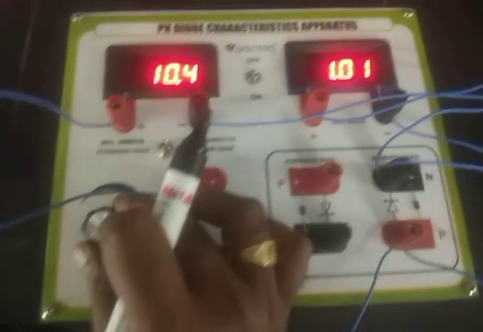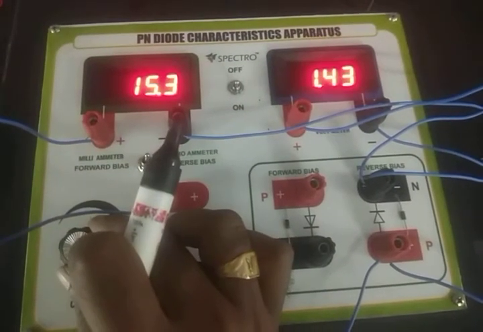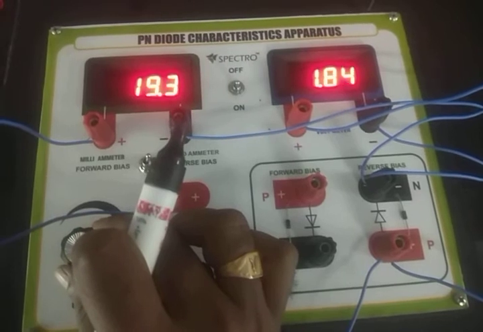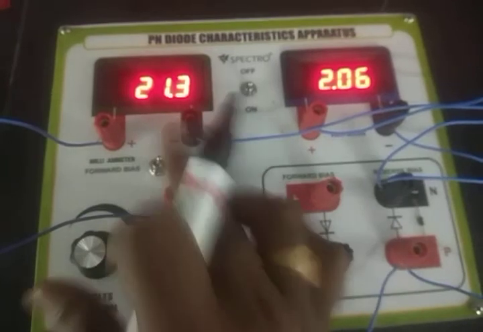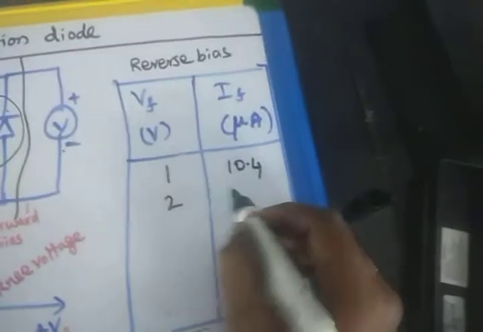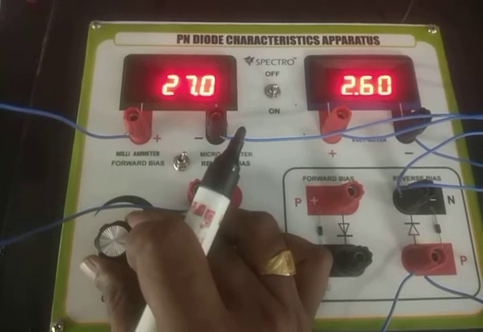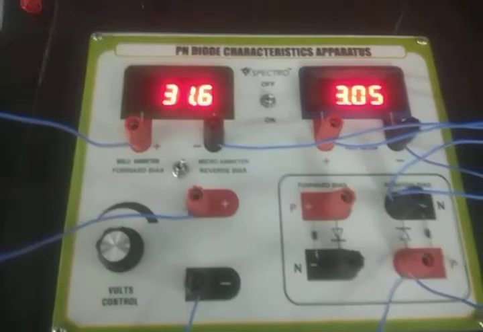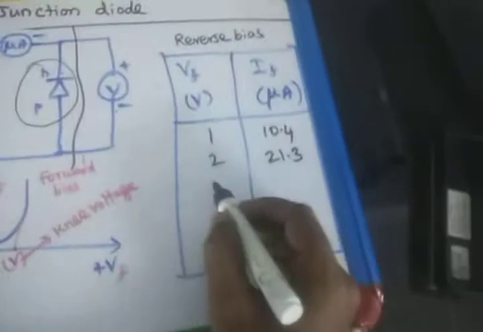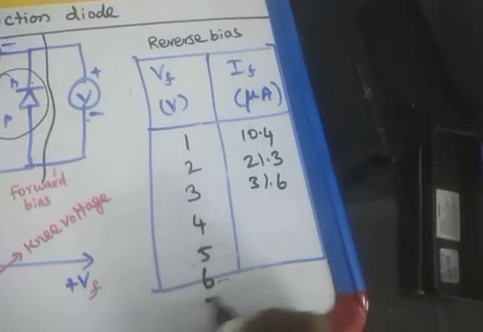Then for 2 volts, note down this reading. 1.5, 1.7, 1.8, 1.9. Yes, exactly 2. 2 volts means 21.3. Then for 3 volts, the reading is 31.6. 4, 5, 6, 7 we have to take.